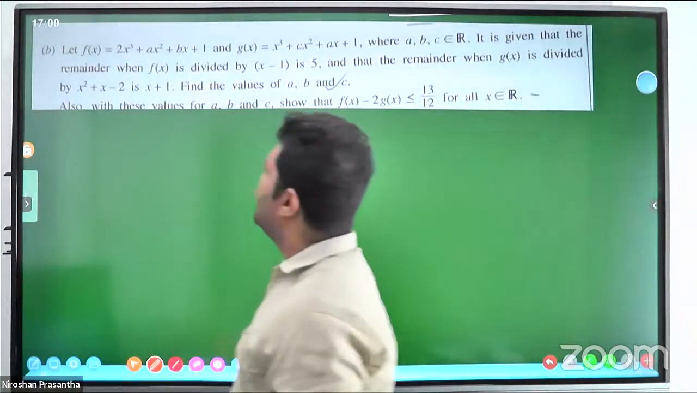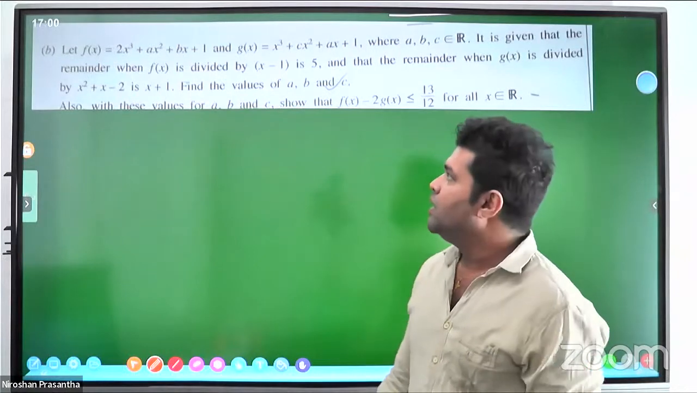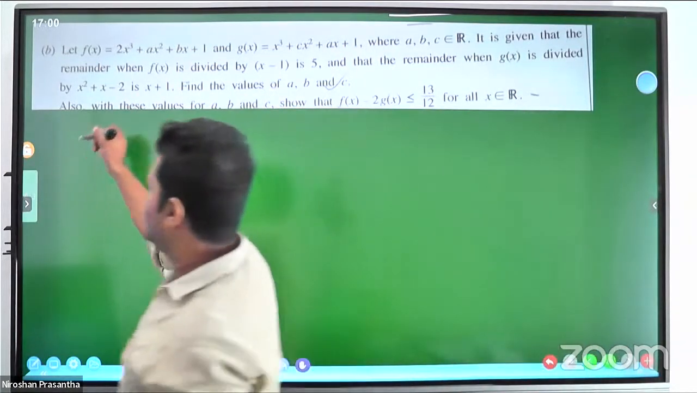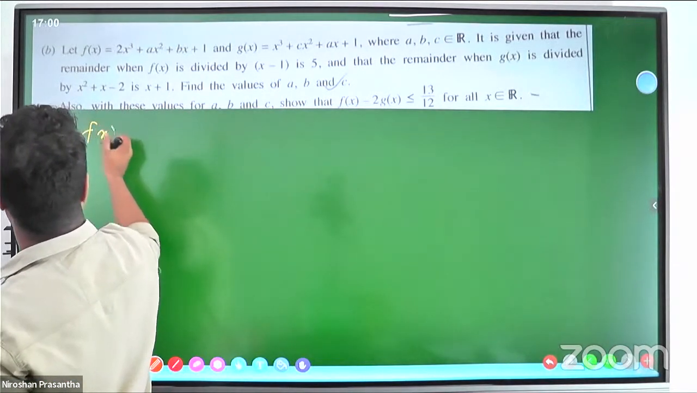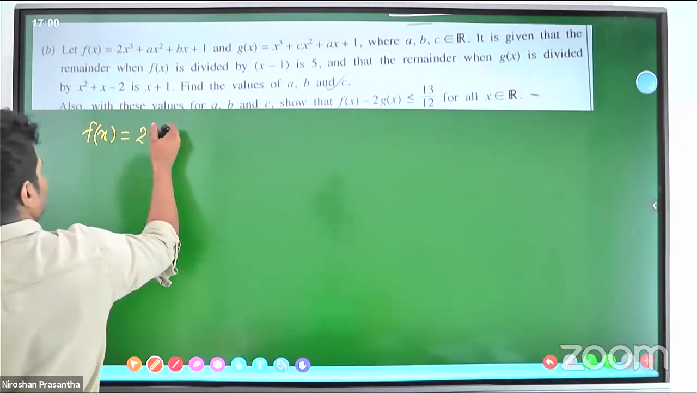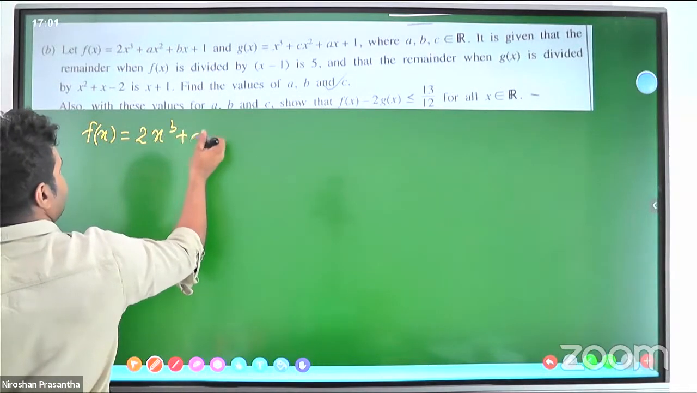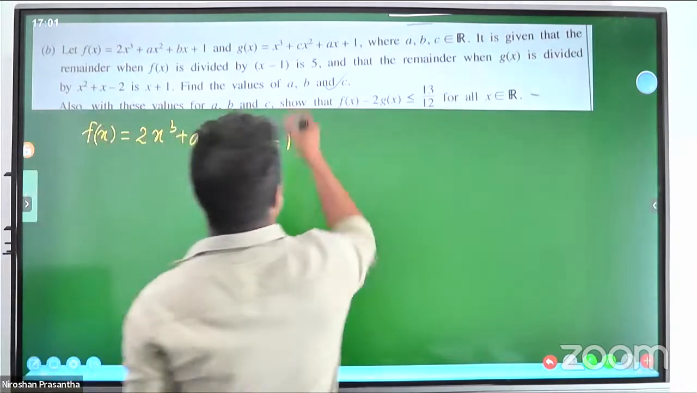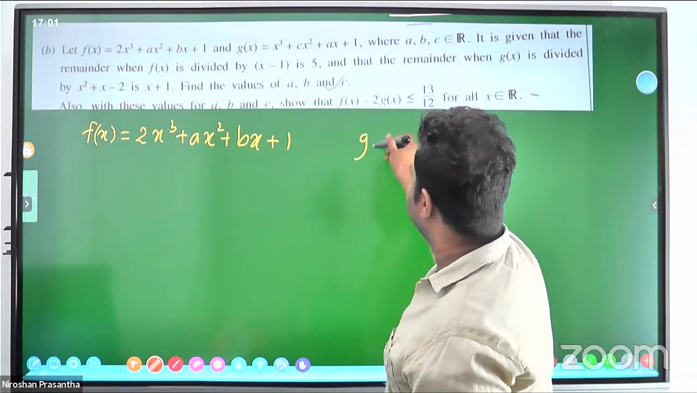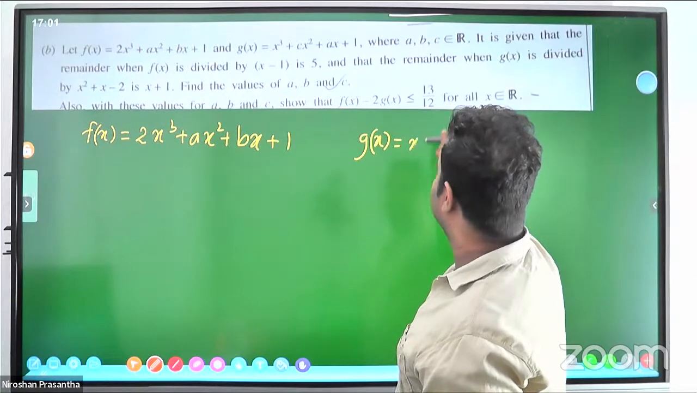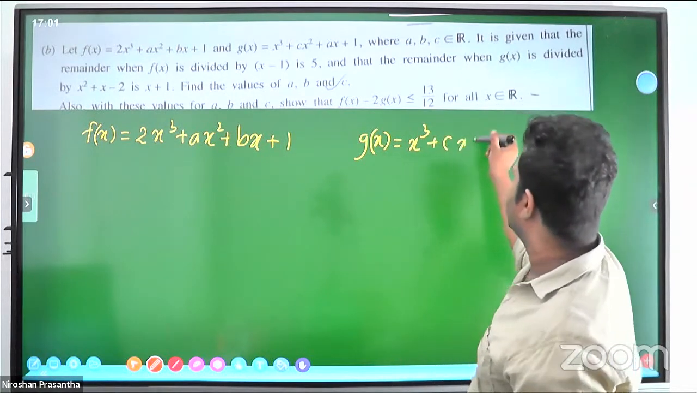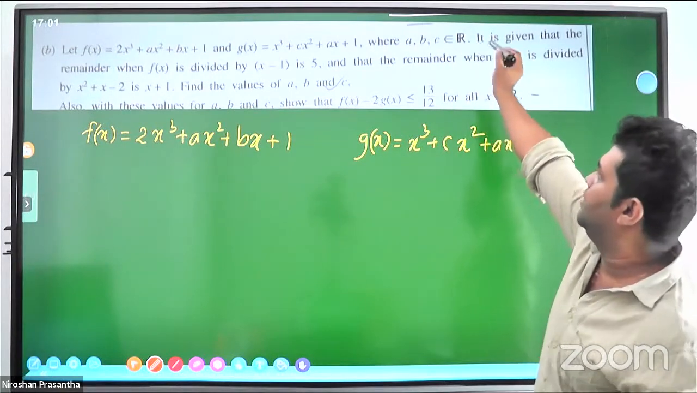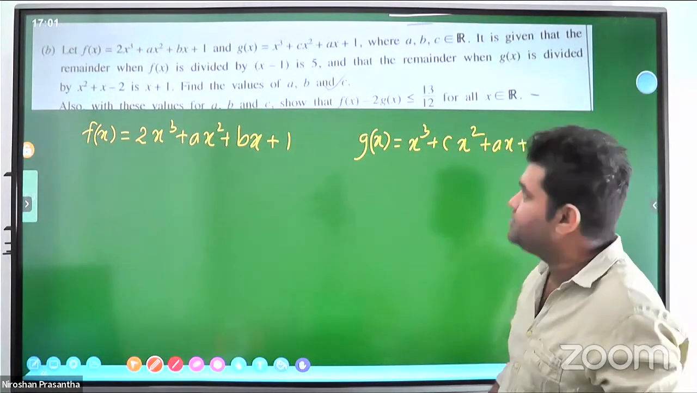Now, let f(x) equal 2x cubed plus ax squared plus bx plus 1, and we must write it now. This is f(x). f(x) equals 2x cubed plus ax squared plus bx plus 1. And g(x), we can write it: g(x) equals x cubed plus cx squared plus ax plus 1, where a, b, c are real numbers.